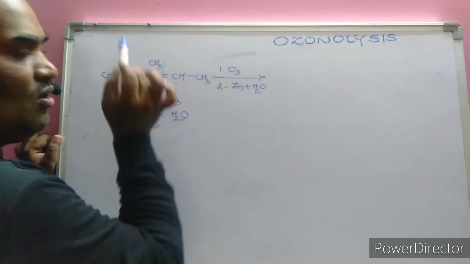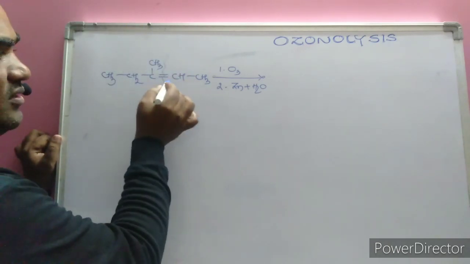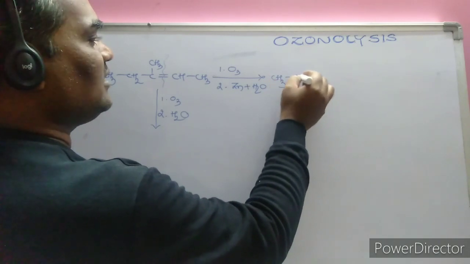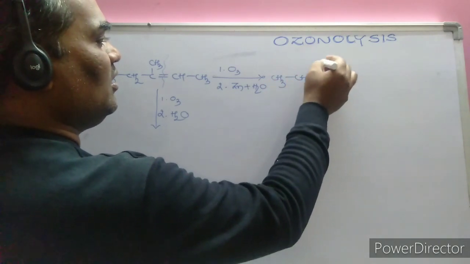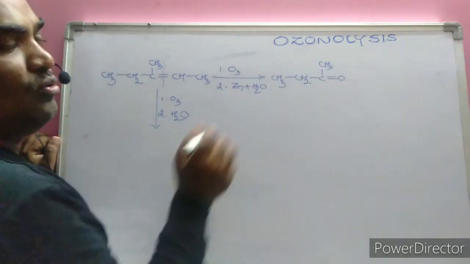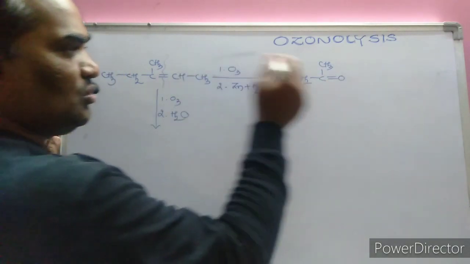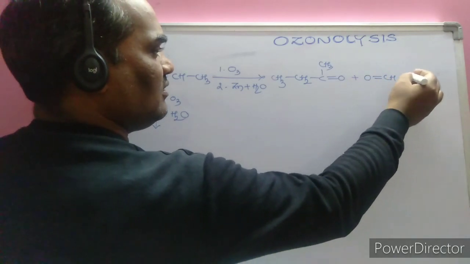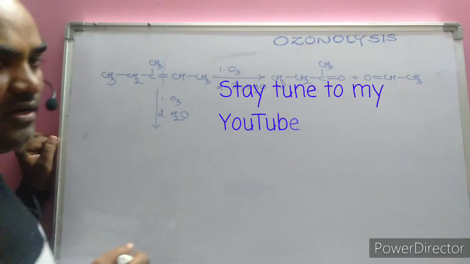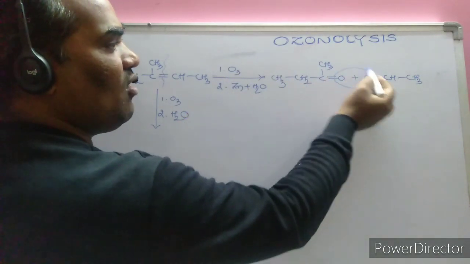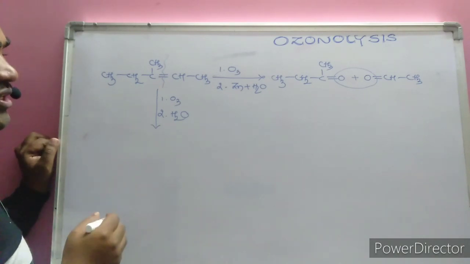Simply, we break the double bond and write the oxygens on the respective carbon atoms, and it forms the respective carbonyl compounds. Here CH3CH2 and C=O, that we call 2-butanone, whereas a 2-carbon aldehyde will form, CH and CH3, acetaldehyde. If you want to get back the reactant, simply remove the oxygens.